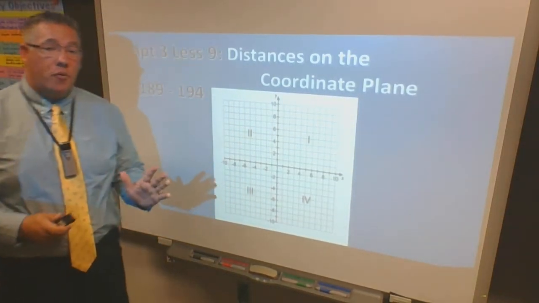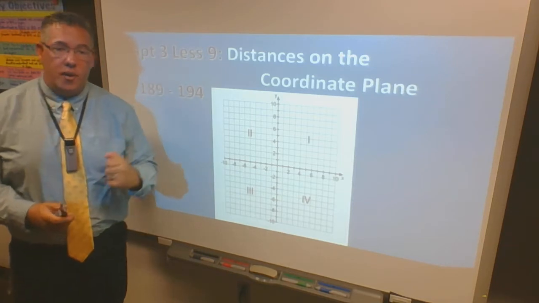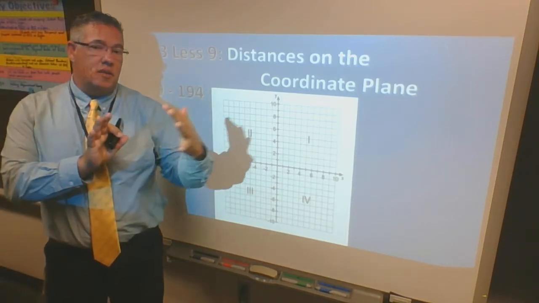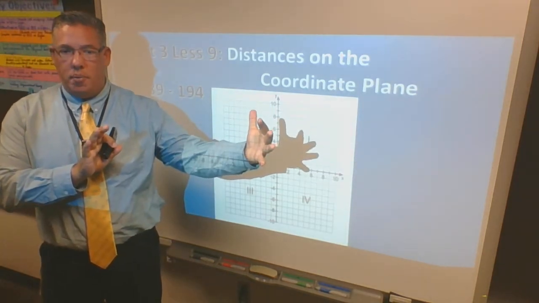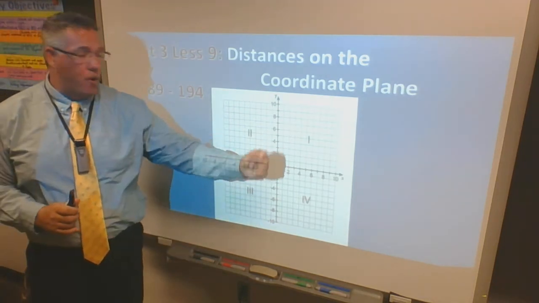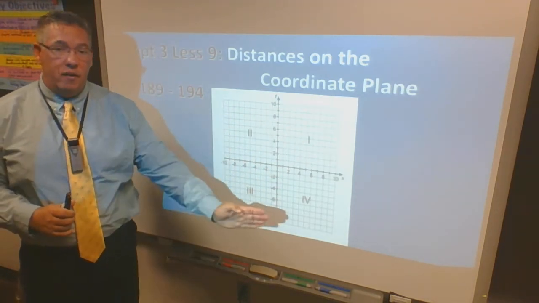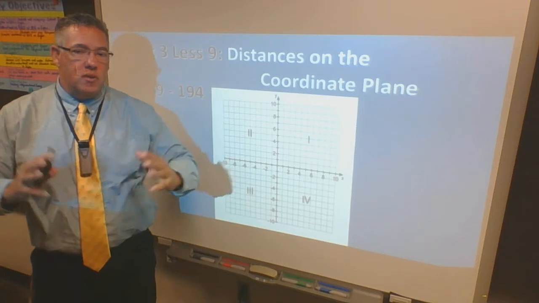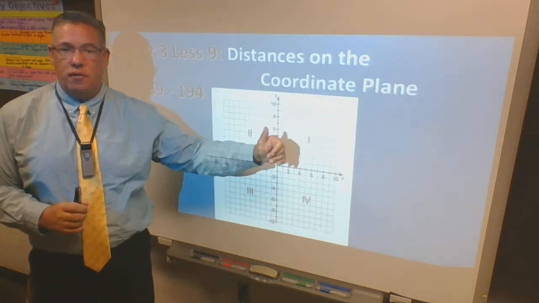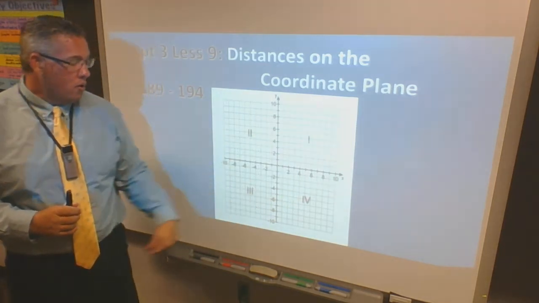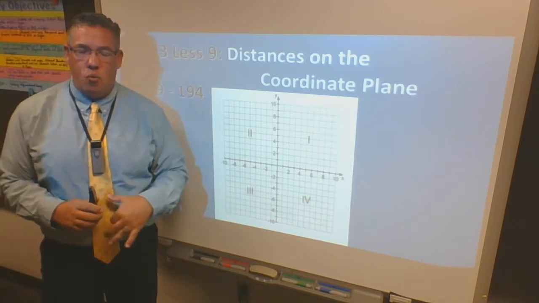Now to begin Chapter 3, Lesson 9. And Chapter 3, Lesson 9 is dealing with distances on the coordinate plane. So we have our coordinate plane, we have quadrants 1, 2, 3, and 4. So I have to look at those numbers, like the positive positive that sets up quadrant 1, or the negative negative sets up quadrant 3.